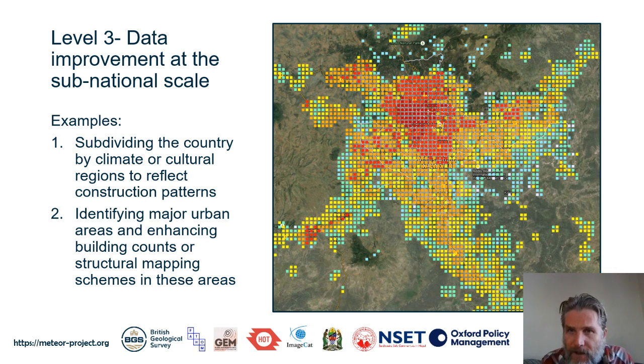I believe this is for Addis Ababa in Ethiopia, where you take a closer look at things like construction patterns, how that might vary throughout a given country, what the difference in fragility would be in a given state that might have done quite a bit of work to look at things like hazard mitigation and so forth. Identifying major urban areas and enhancing building counts, structural mapping schemes in those areas, particularly in high hazard areas and so forth.